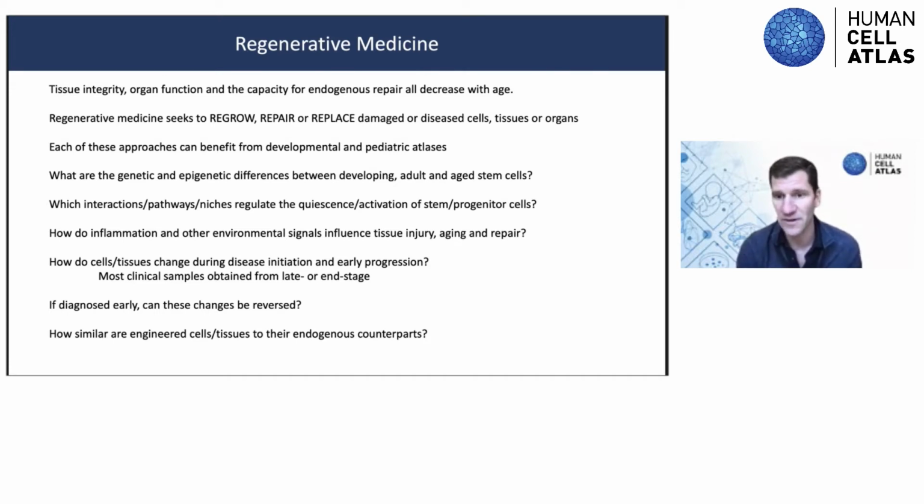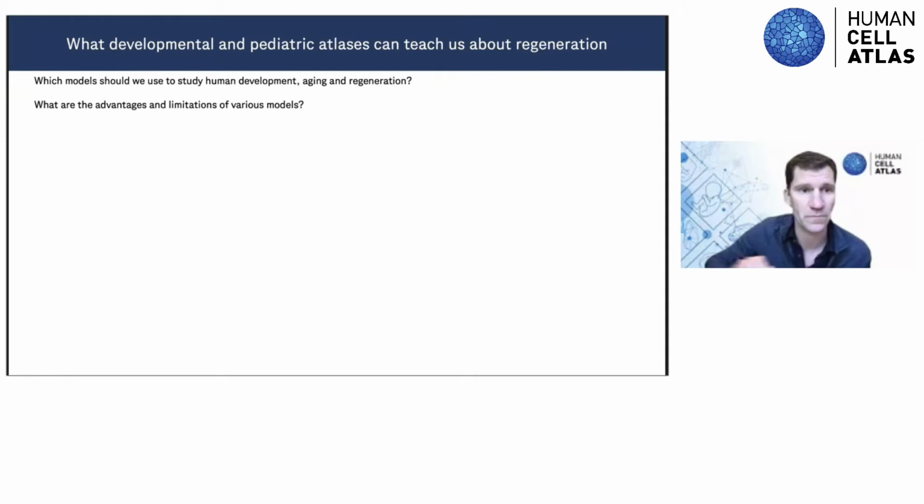And what can we learn about the normal developmental trajectory? And how do we leverage that knowledge to develop effective therapeutics? And then I think there was some discussion about how similar engineered cells and tissues are to their endogenous counterparts. And this really speaks to the question of safety of any ultimate cell-based therapy that we might pursue.